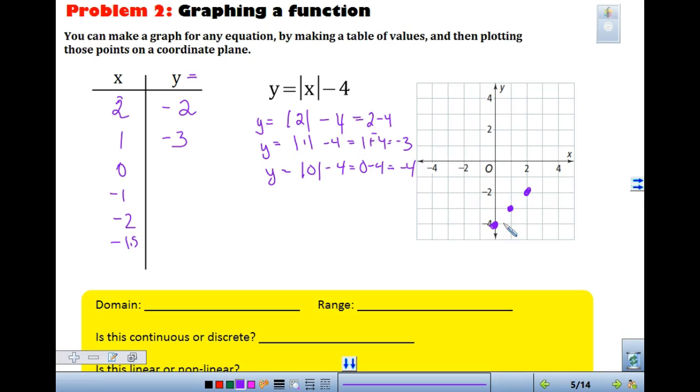Because now, and especially if you would only do the positive points of this, you are never going to see that when we plug in negative 1. So we're going to plug in negative 1. We plug in negative 1, y is equal to the absolute value of negative 1 minus 4. Absolute value of negative 1 is not 3. Absolute value of negative 1 is 1. 1 minus 4 is negative 3. So at negative 1, it's at negative 3.